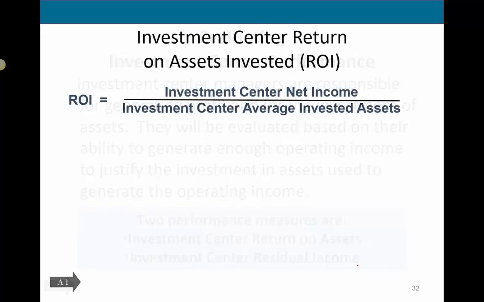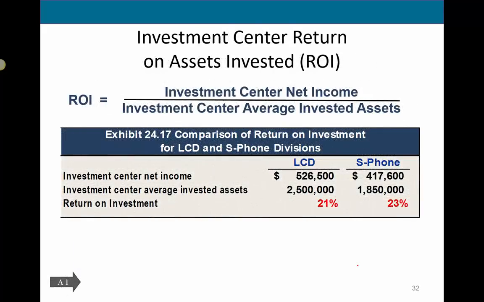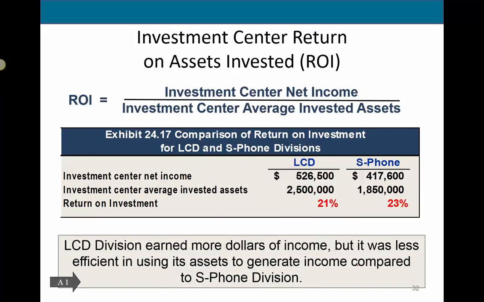These look at their investment and their ability to create a return in two different ways. The ROI, or return on investment, is calculated this way. We have our investment center net income, after all expenses are taken out, and then we divide that by the investment center average invested assets. The average is beginning invested assets plus ending invested assets divided by 2, right? It could be monthly, quarterly, or annually, beginning and ending. That gives us the average invested assets during whatever period we're doing the ROI for.